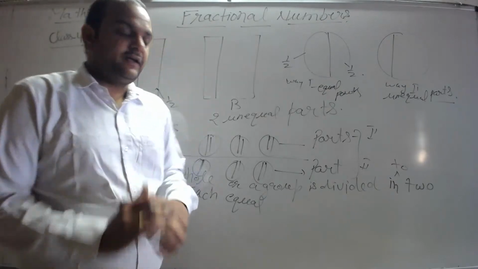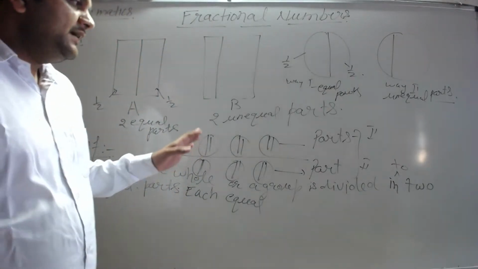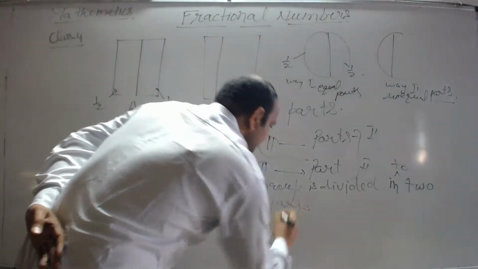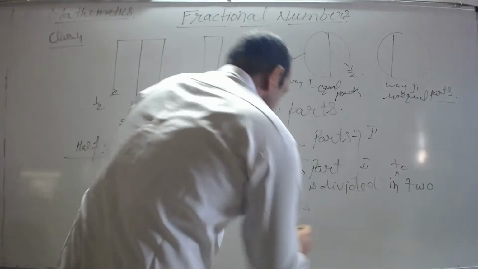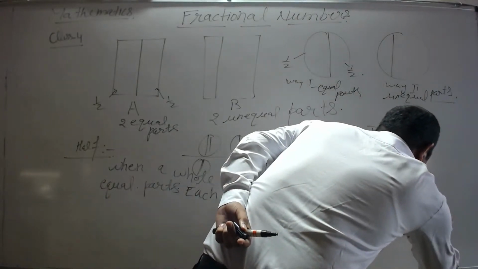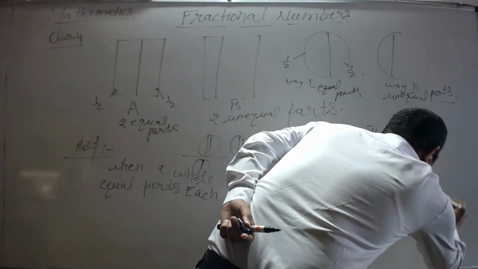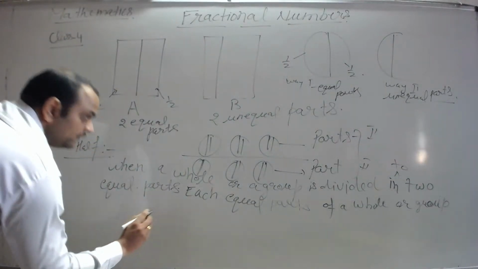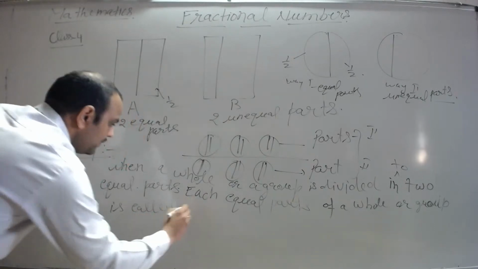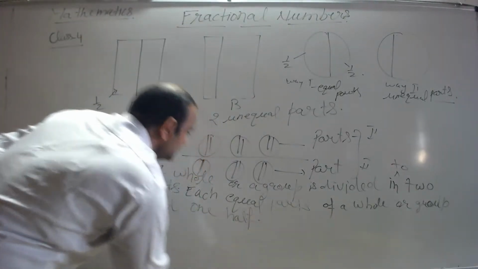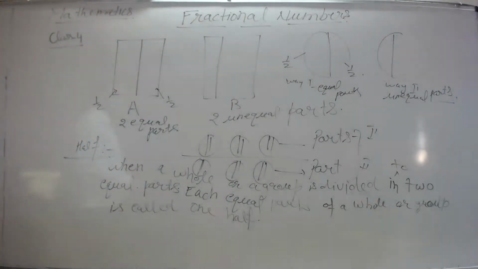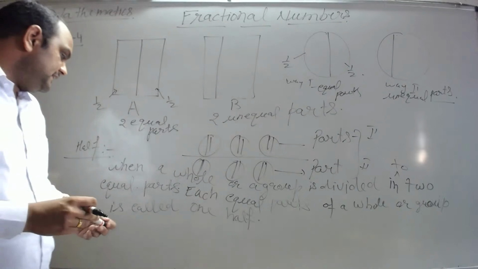Okay, let's continue. We are studying about half. When a whole or a group is divided into two equal parts, each equal part of a whole or group is called one half.